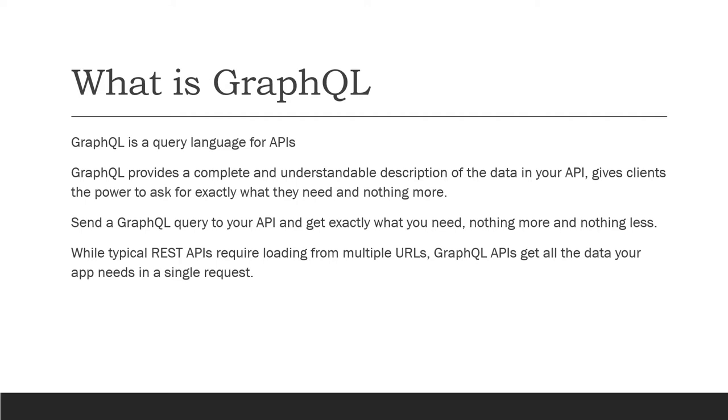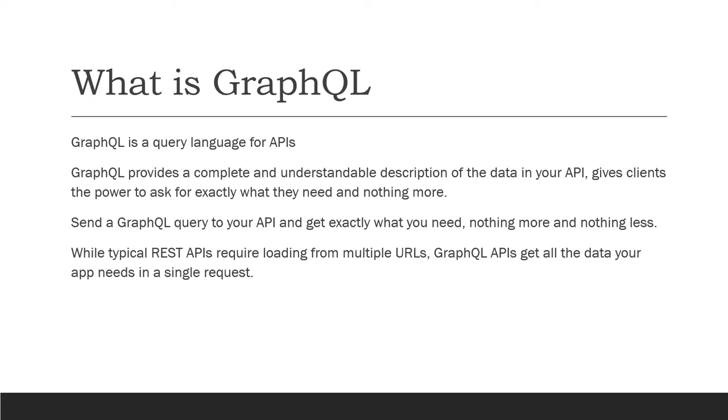GraphQL provides a complete and understandable description of the data in your API, and it gives client the power to ask for exactly what they need and nothing more. That means we can filter out the responses according to our own need, and we can write queries accordingly. It also helps you to send a query to your API and exactly get what you want. Nothing more, nothing less. While typical REST APIs require loading from multiple URLs, GraphQL APIs get all the data you need with a single request.